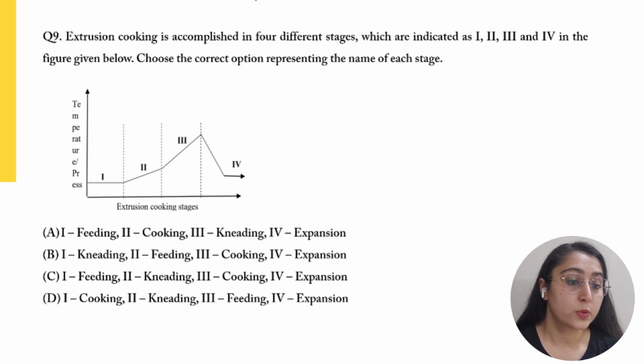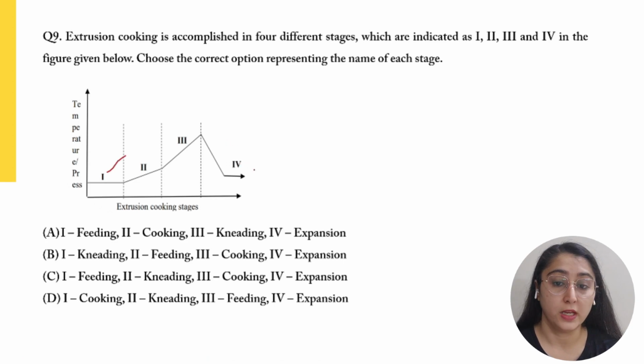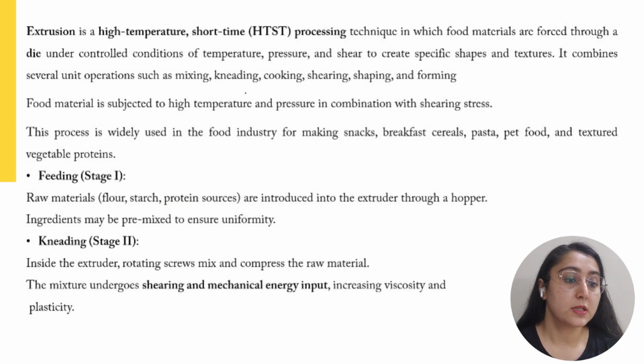So heading on to the next question, we have extrusion cooking is accomplished in 4 different stages as indicated by this graph 1, 2, 3 and 4, and we need to choose the correct option representing the name. So here we need to identify what basically all these 4 stages represent. So let us look at this.